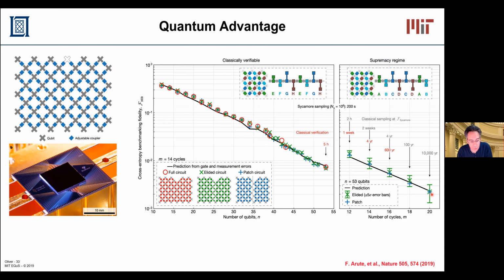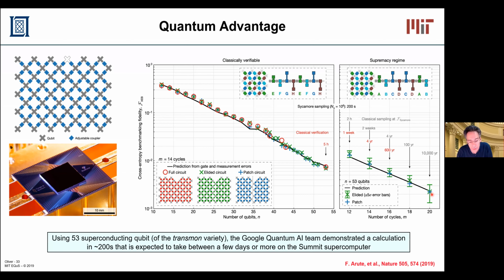So basically, using 53 superconducting qubits, the Google AI team was able to demonstrate a calculation. They generated a random number at the end of the day in about 200 seconds, and maybe with about 50 kilowatts of power on 53 qubits, and it would have taken the Summit supercomputer, which has more than 10 to the 15 transistors, runs on about 10 megawatts of power, and it would have taken it anywhere from a few days to much longer, right? So clearly, along many axes here, this is a demonstration of quantum advantage.